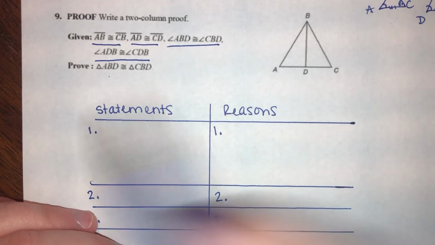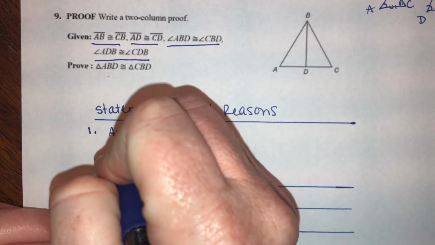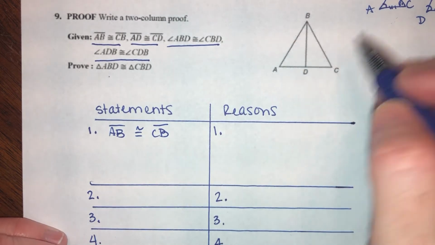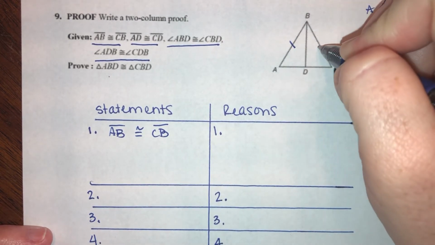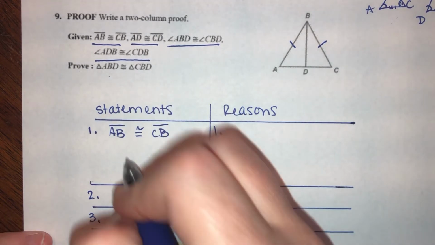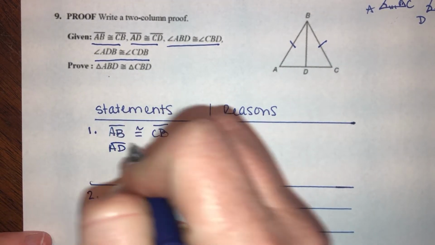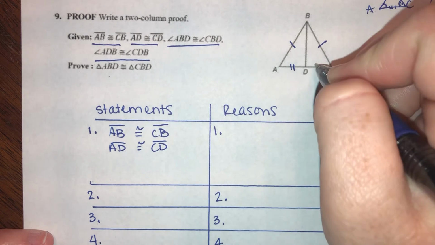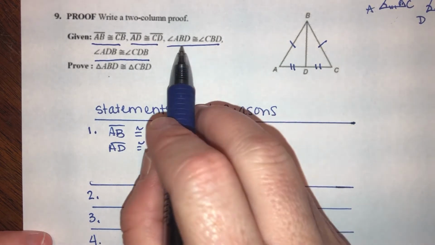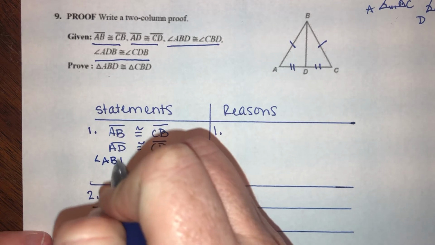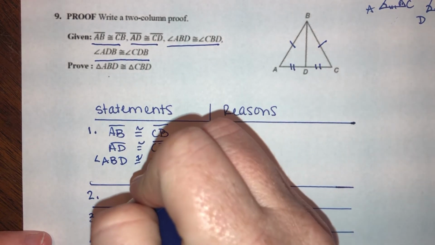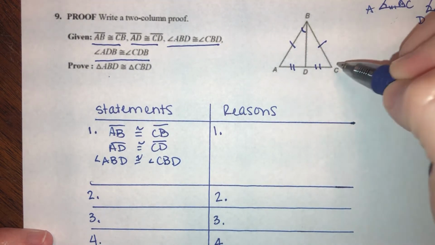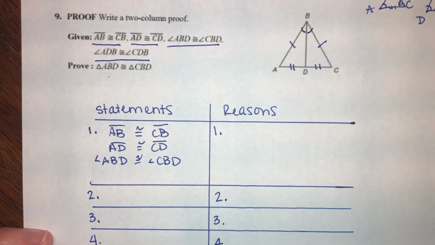Okay, so first off, I want to write down the given. AB is congruent to CB. And as I write them down, I'm going to mark up my picture here. So this whole guy is congruent to this whole guy. Fantastic. AD is congruent to CD. This guy down here is congruent to this guy down here. Fantastic. Then I got an angle. Angle ABD is congruent to angle CBD. ABD is this angle right here, and it's congruent to CBD, this angle right here.